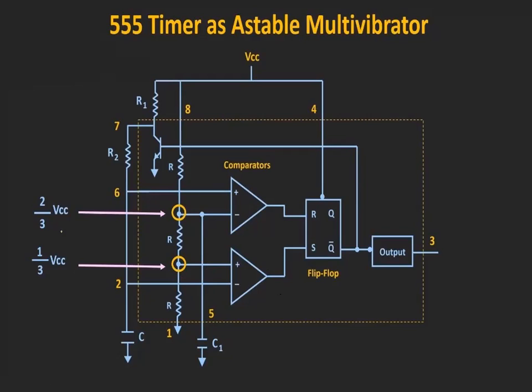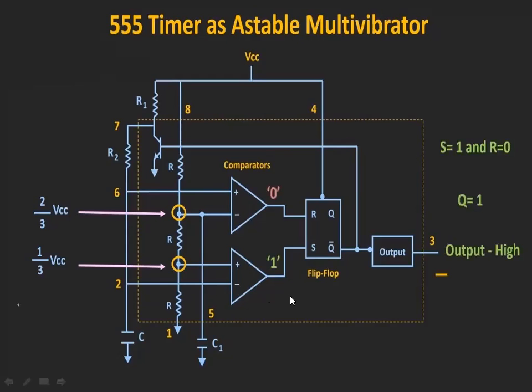Once again, I am explaining that. If the voltage at the inverting terminal is greater than the non-inverting terminal, then the output will be 0. If the voltage at the non-inverting terminal is greater than the inverting terminal, the output will be 1. In this way the two comparators operate, one acting as an inverting comparator and the other as a non-inverting comparator. Based upon these comparators' operation only, this circuit is going to produce oscillations.